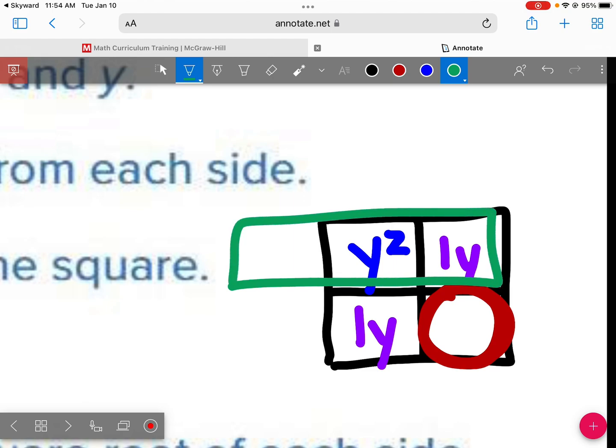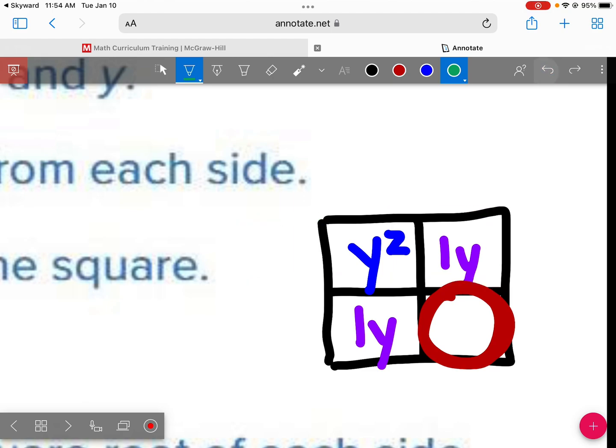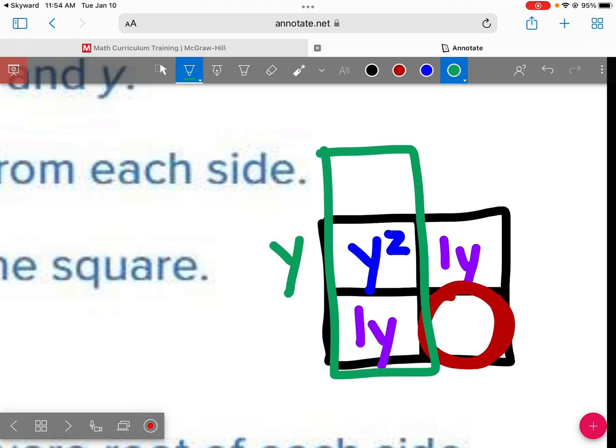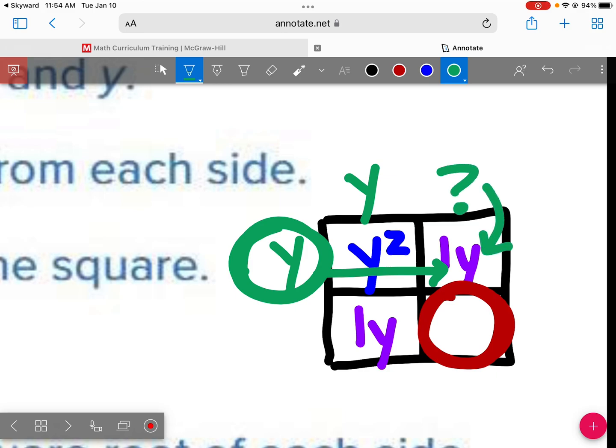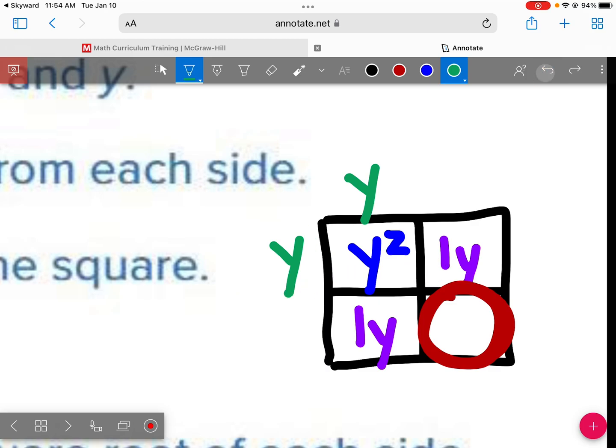What do these two have in common? Y. So I bring that out front. What do these two have in common? Y. Remember, this is a square, so my two sides should be exactly the same size. Row times column. Y times what would give me 1y? 1. Y times 1 would give me 1y, so I have a 1 up here. That's a positive 1 because this is a positive 1y right here.